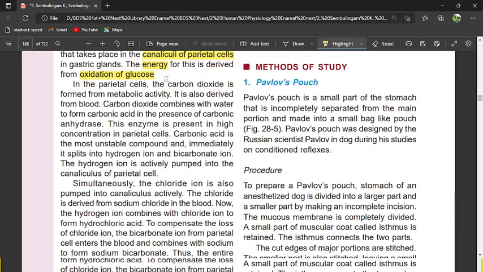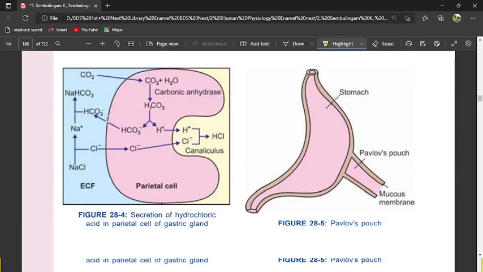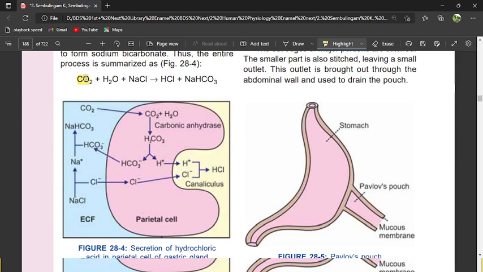In the parietal cell, carbon dioxide is formed by metabolic activity. It may also be derived from the blood. Next, the carbon dioxide combines with water to form carbonic acid, in the presence of carbonic anhydrase, an enzyme present in high concentration in the parietal cells. Carbonic acid is a very unstable compound, and it immediately splits into hydrogen ions and bicarbonate ions. Now look at this mechanism, it will give you an idea: carbon dioxide reacts with water in the presence of sodium chloride and forms hydrochloric acid and NaHCO3.